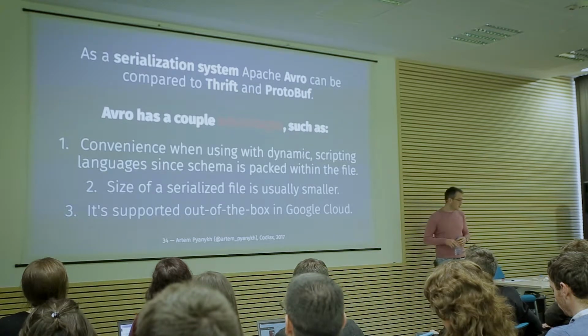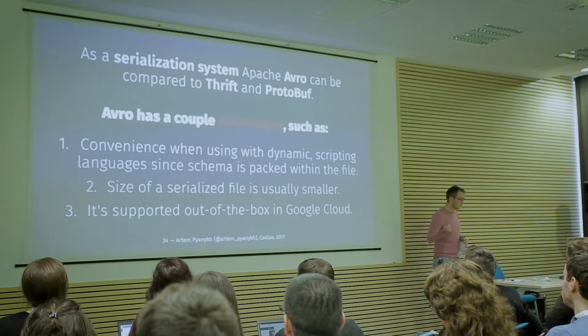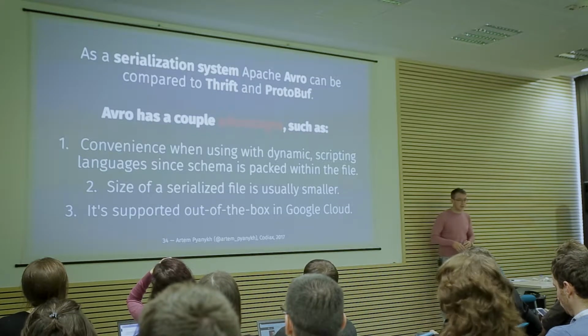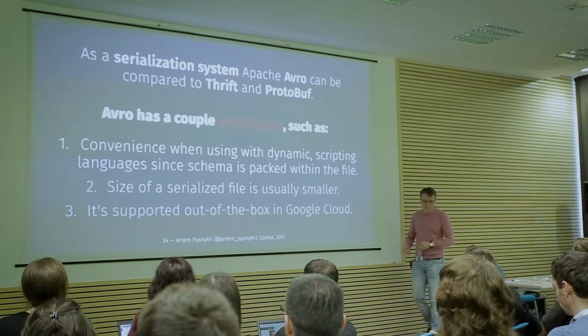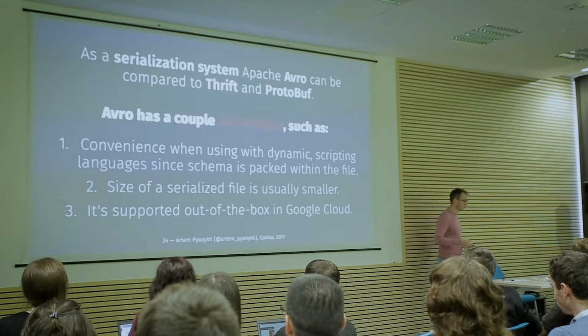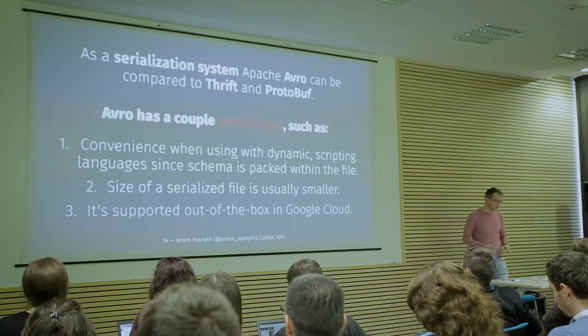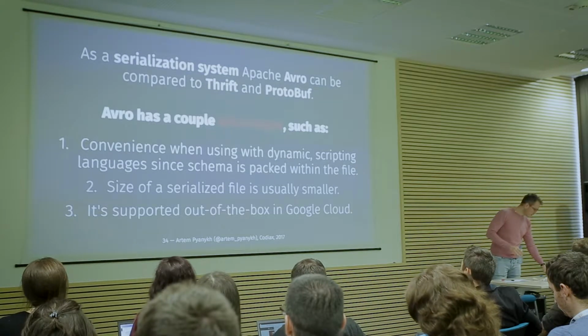So what is good about Apache Avro? It is convenient to use with dynamic scripting languages. The size is much smaller than CSV, like 5 times smaller. And it's also supported out of the box in Google Cloud. So again, you don't have to do anything to make it work. It's already set up.